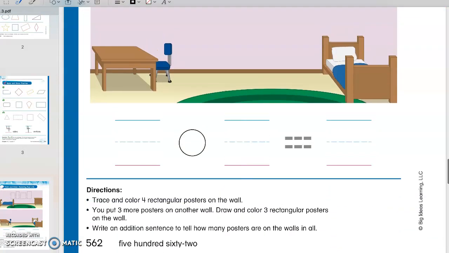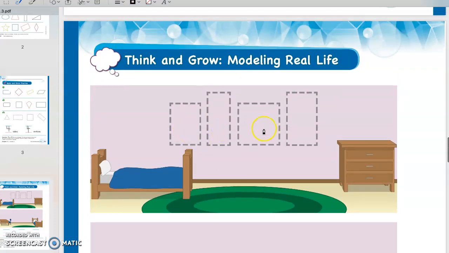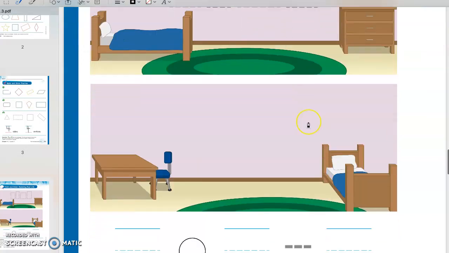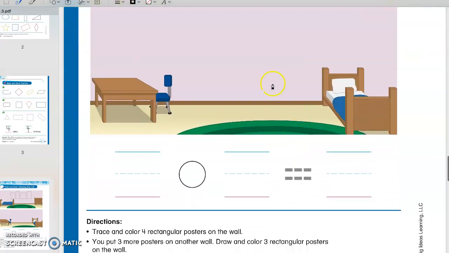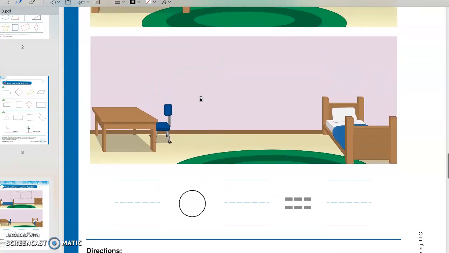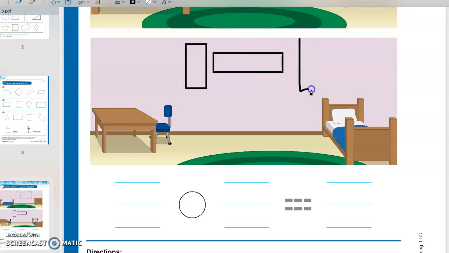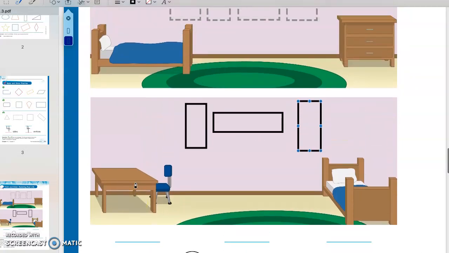On this page, you're going to trace and color 4 rectangle posters on the wall. See, 1, 2, 3, 4. You can trace them, you can color them in, add some design. Then you're going to put 3 more posters on this wall. 3 more rectangles. 1. I'm going to put another long one here. And then I'm going to put another long one here. And then you're going to write an addition sentence.